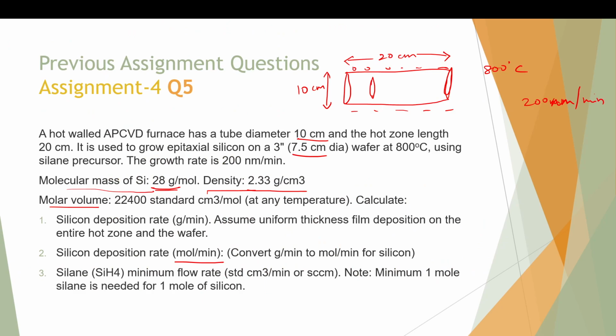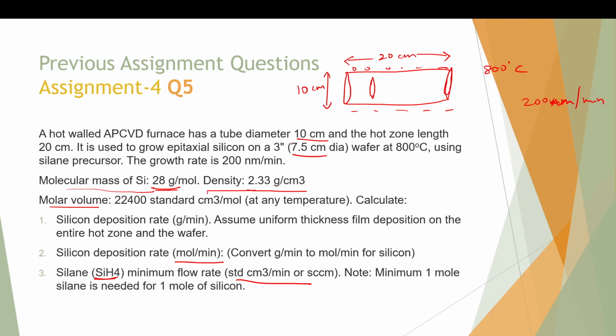The third part is minimum flow rate of silane, as each silane has one silicon in it, in standard centimeter cube per minute or SCCM. Minimum 1 mole of silane is needed for 1 mole of silicon. So we already know how many moles of silicon we require. We just have to translate that to how many SCCM of SiH4 that we need.